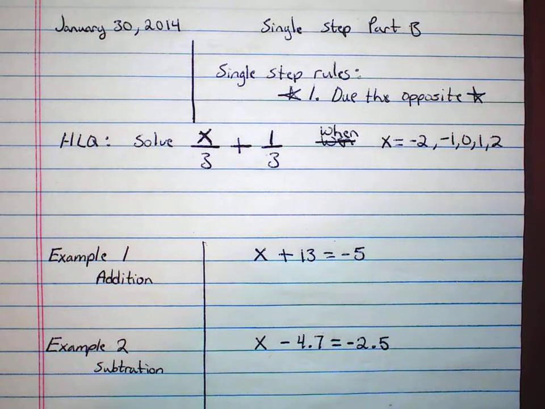Alright, so this is January 30th, 2014. This is when you should be watching at home Wednesday night. Now, the rule for single step equations is do the opposite. Always true. Do the opposite.